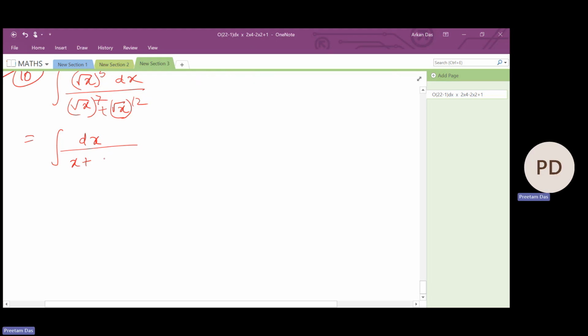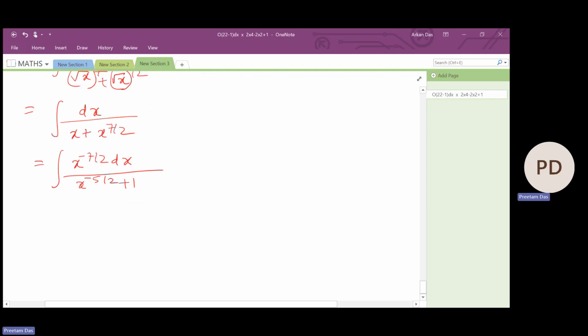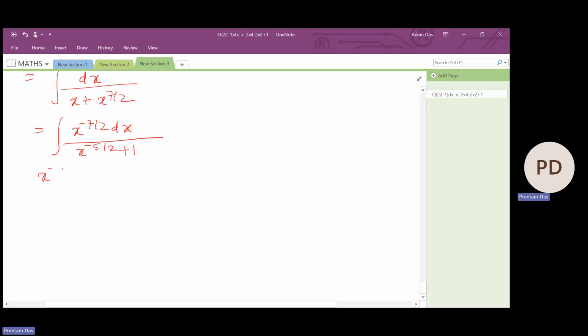So x raised to 7 over 2. Multiply by x raised to minus 7 over 2. You get x raised to minus 5 over 2 plus 1. So this x raised to minus 5 over 2 plus 1, let us consider it as y. So x raised to minus 7 over 2 dx. What will this become?